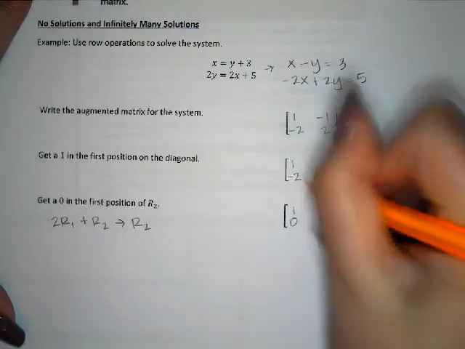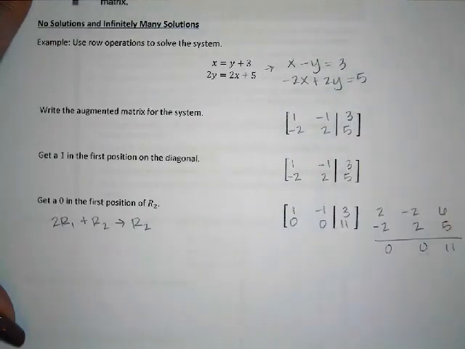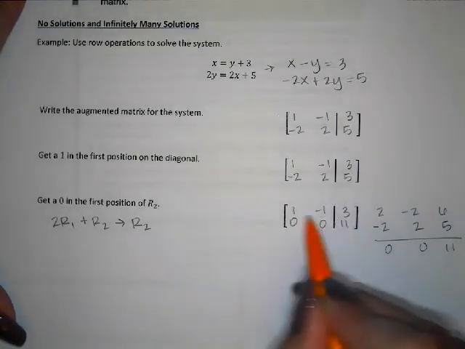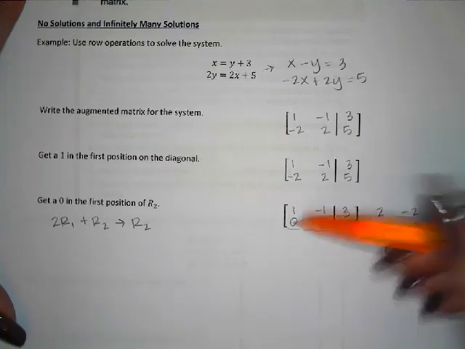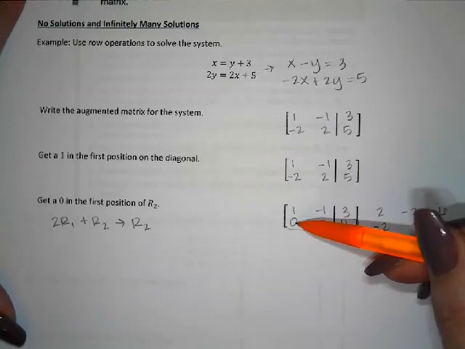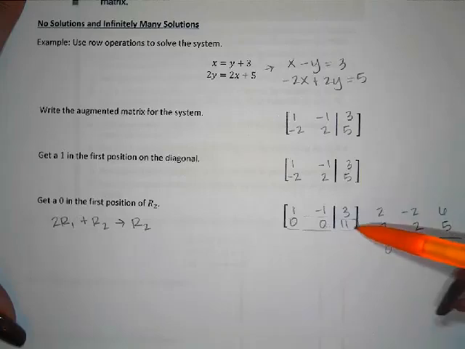And what you might notice here is that this would be a little bit strange, because our first position represents an X, our second position represents a Y. And so what we have here is that the X's and Y's have disappeared. We have no variables. That equals 11. So we would end up with an equation where 0 equals 11, and that's not true.